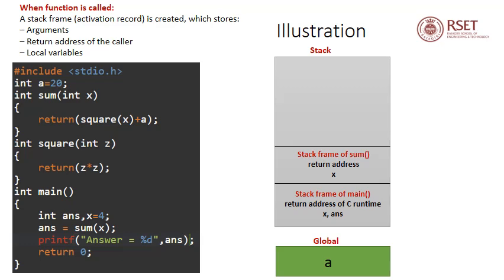Next, we know that function sum will call the function square before it returns. So now the function square will become active, and its activation record will be pushed on top of the activation record of the caller sum.